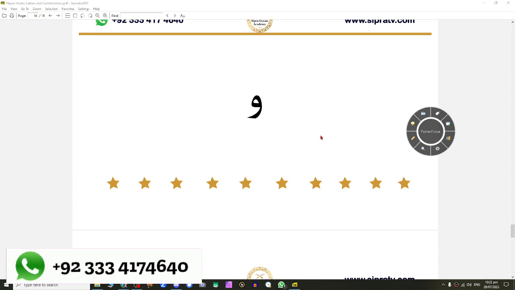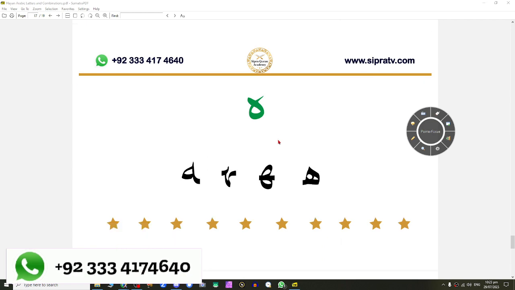Waw does not change whether it comes in the beginning or middle or the end. The only thing which you need to remember is that Waw will never be connected with the letter next to it. Now comes the letter Ha. Ha comes in this shape also, in this shape also. This is the position number one of Ha.